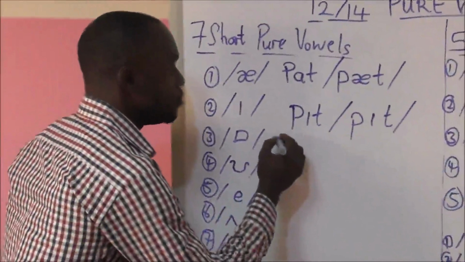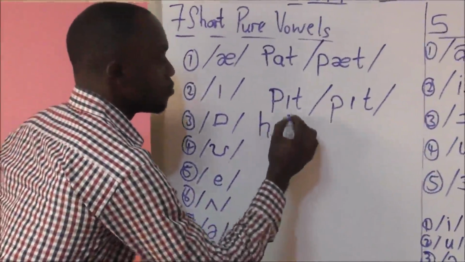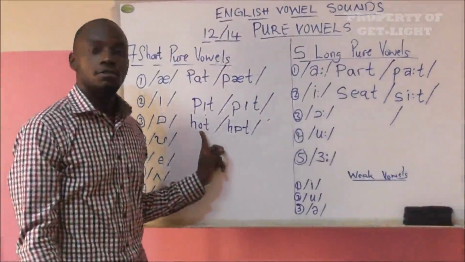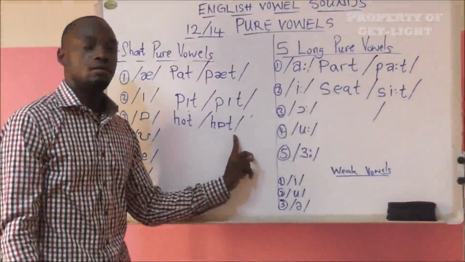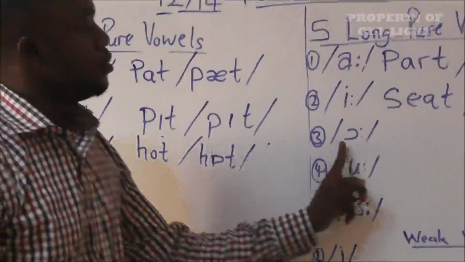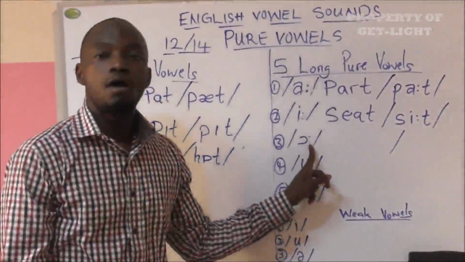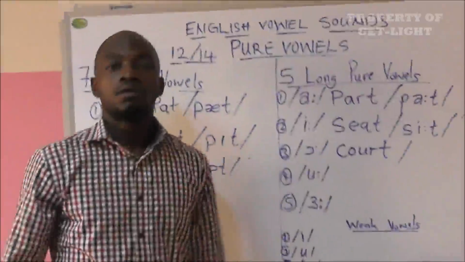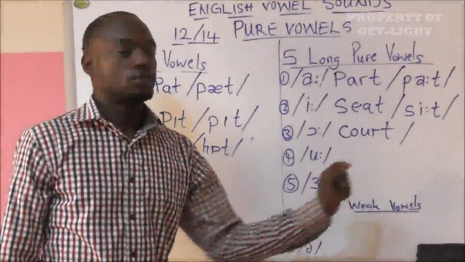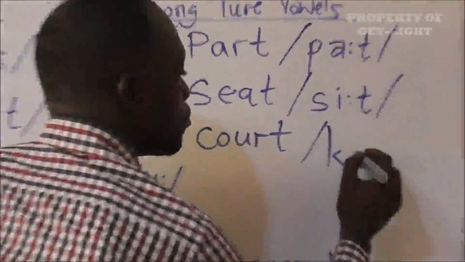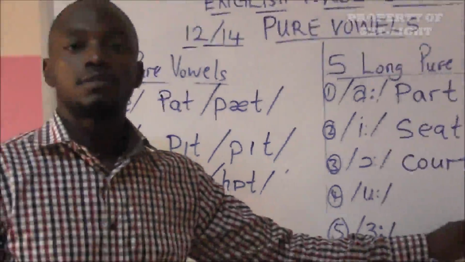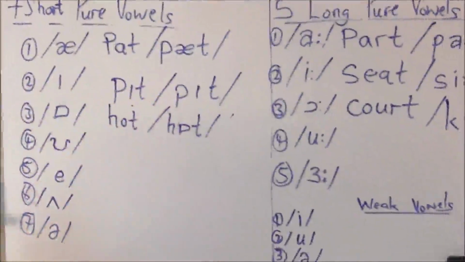The next one we have up. Up. Up. And we have hot. To transcribe it, it will be hot. The long version. The word example would be cart. Cart. And to transcribe it, cart. Cart.